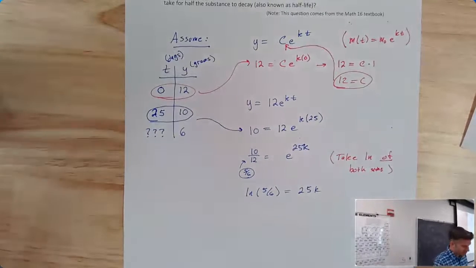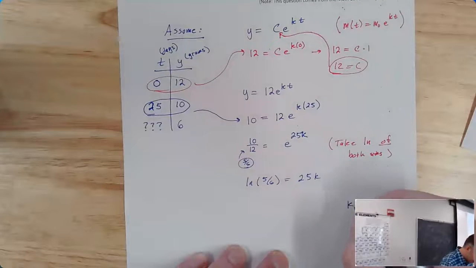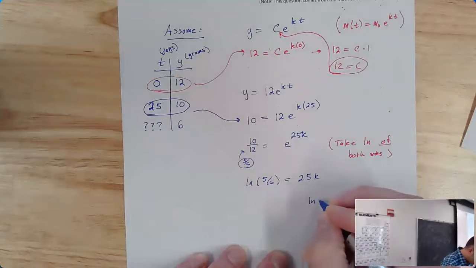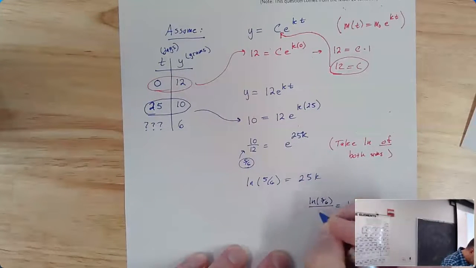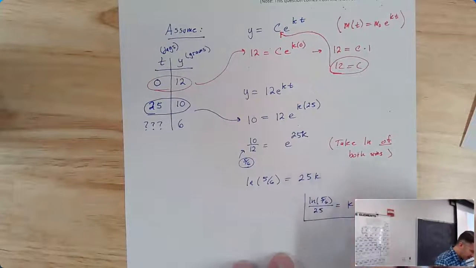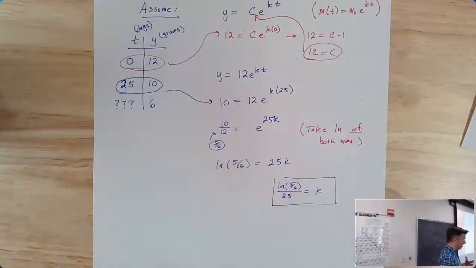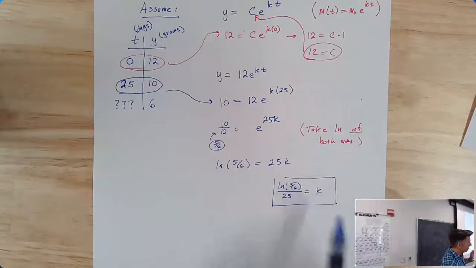And now we're almost done solving for K. We're going to divide both sides by 25. So K is going to equal the natural log of 5/6 divided by 25. Something to be careful about: that 25 can't creep into the natural log. It is definitely on its own. It's not the natural log of 5 divided by 6 times 25. That 25 is outside of the natural log. So it's the natural log of 5/6, pause, and then divide by 25.